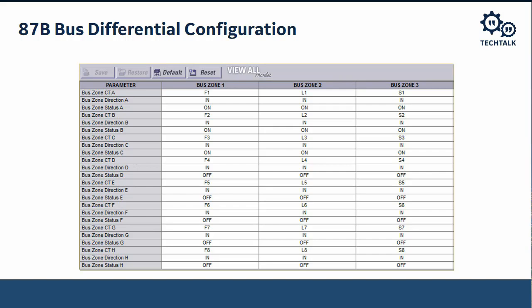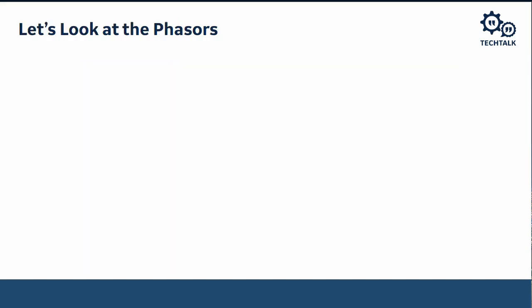So this is how this is configured. So we ought to see A phase currents on the F, G on the L, and C on the S. So let's take a look at what we see. Okay, this is a monstrosity.